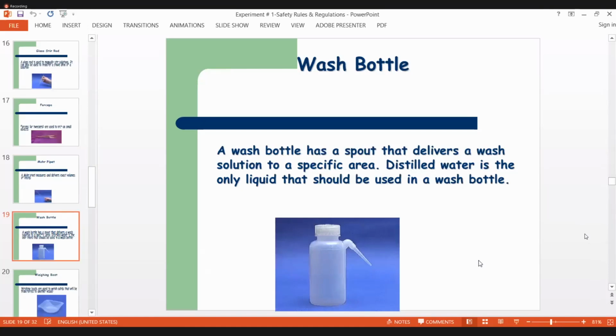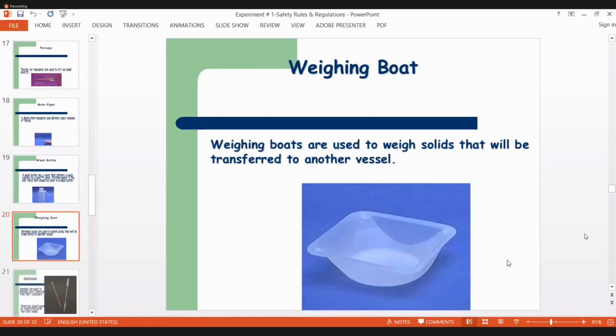And you will use the wash bottle. This is the wash bottle, and everybody should have it in the lab to clean anything that contains water. Weighing board. If you want to weigh any chemical, you will use this plastic board and put it on the balance.